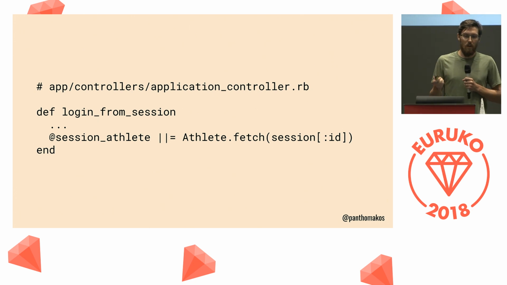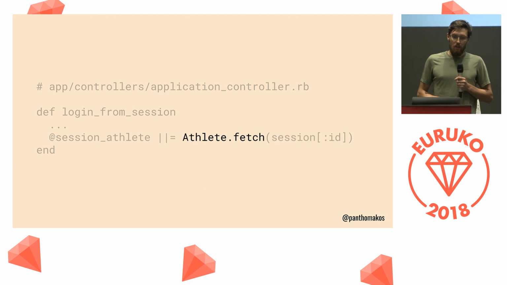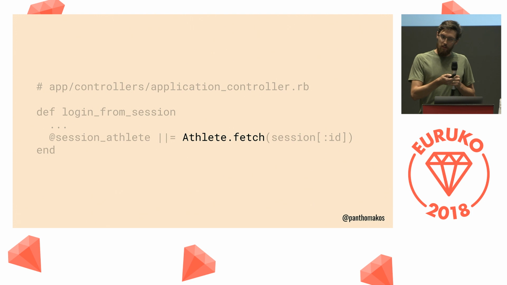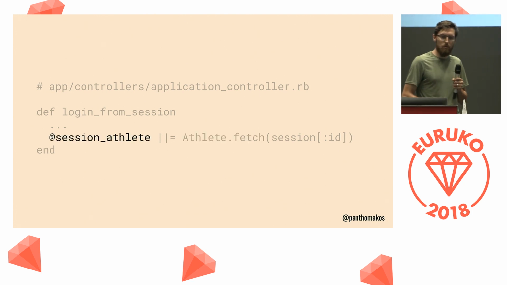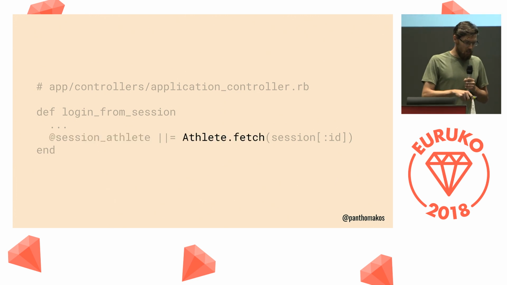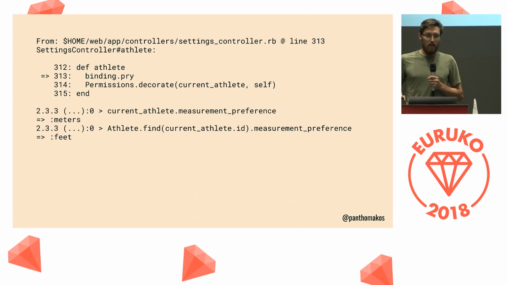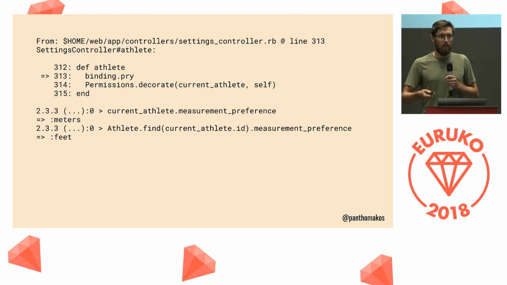There's a bunch of code in there, but the important stuff is that I'm using the session ID from the cookie to figure out what my athlete ID is. I'm using this Athlete.fetch method, which I will come back to in a moment, and then I'm storing the result in an instance variable so that I don't have to do this operation again. Before I dig into what Athlete.fetch does and why it's different from Athlete.find, let's go back to our interactive console and figure out how it behaves.